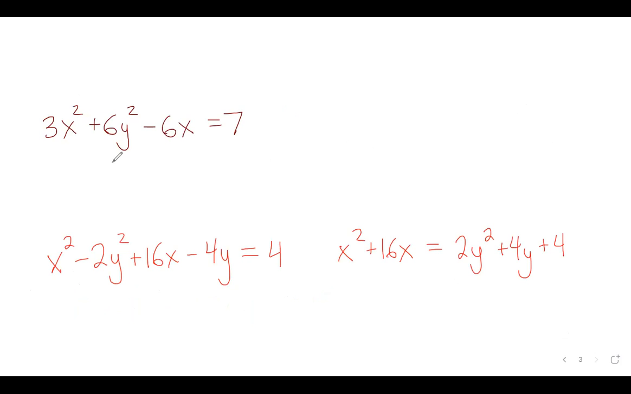Third one, we have, again, squared added together, but this time different coefficients. So it's like a circle, but lopsided. That's going to be an ellipse.